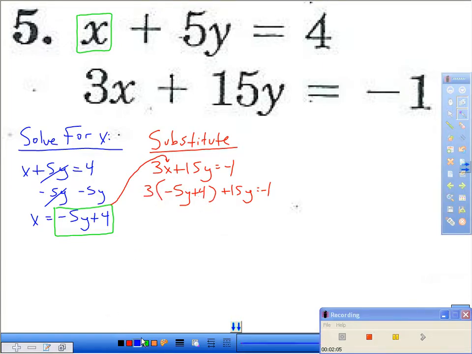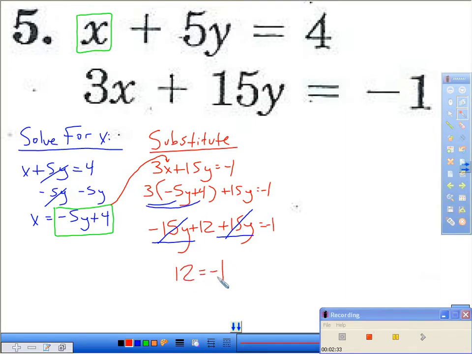So once we're to this point, we're going to follow our rules for solving equations. We want to use the distributive property to get rid of parentheses, which is going to result with negative 15y plus 12 plus 15y equals negative 1. At that point, we see that we have some like terms on the left-hand side, so we'll combine those. Negative 15y plus 15y, these add together to give us 0. So that's going to result in 12 equals negative 1.